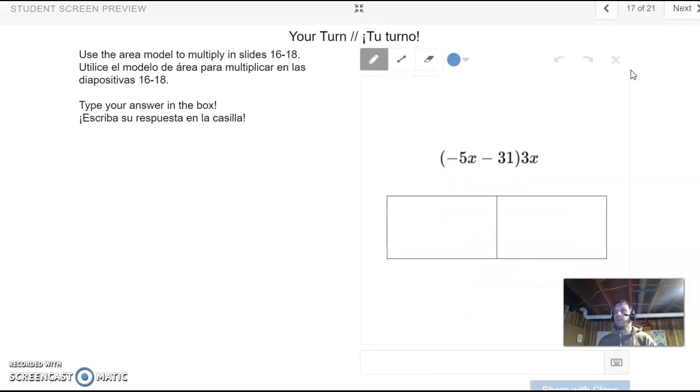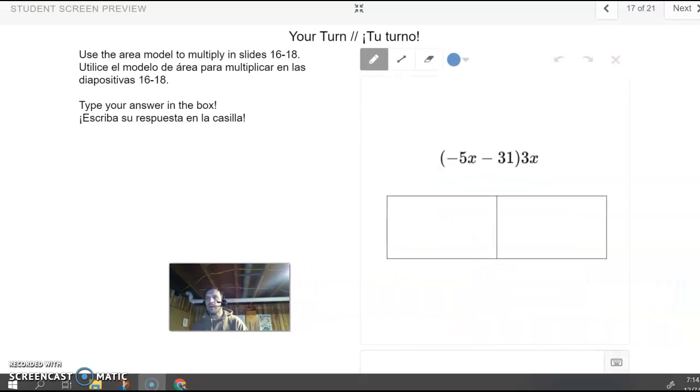All right. Okay, go ahead and pause and try this one out. Notice that the 3x is behind the parentheses. No big deal.